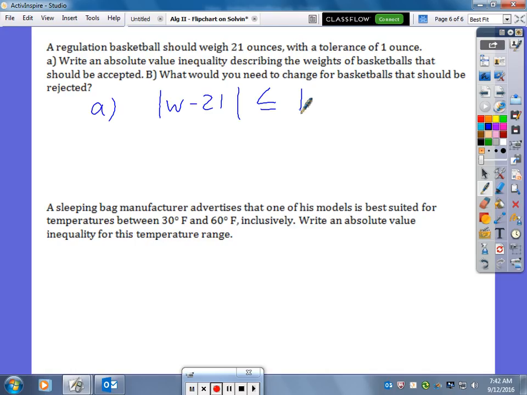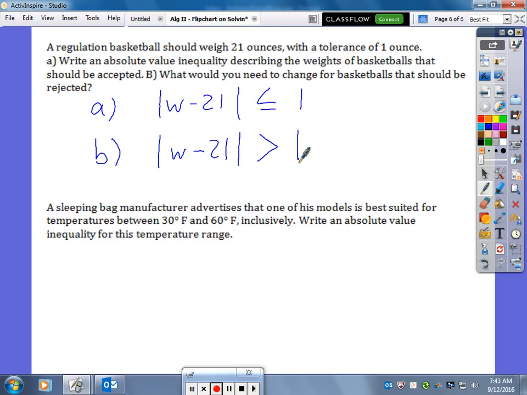B, what would you need to change in your inequality for basketballs that should be rejected? Well, first of all, we're not going to change anything here because that gave us good information we needed. But now we're thinking about basketballs that are rejected. In other words, they are more than 1 ounce heavier or more than 1 ounce lighter than the 21 ounces. In other words, we use greater than. The absolute value of the weight of the basketball minus 21 is greater than 1. All right. Let's move on to the next example.